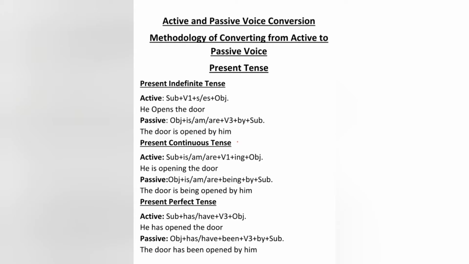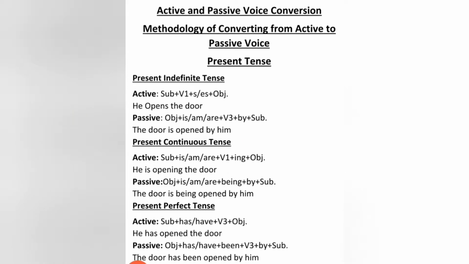In today's video, we are going to do active and passive voice conversion. Dear students, in the previous tenses lecture, we did the translation of active sentences and the translation of passive sentences separately. As we know the methodologies of active and passive sentences, but in this video, we are going to learn how we can convert a sentence from active to passive and passive to active. So let's get started with the methodology and the relevant examples.